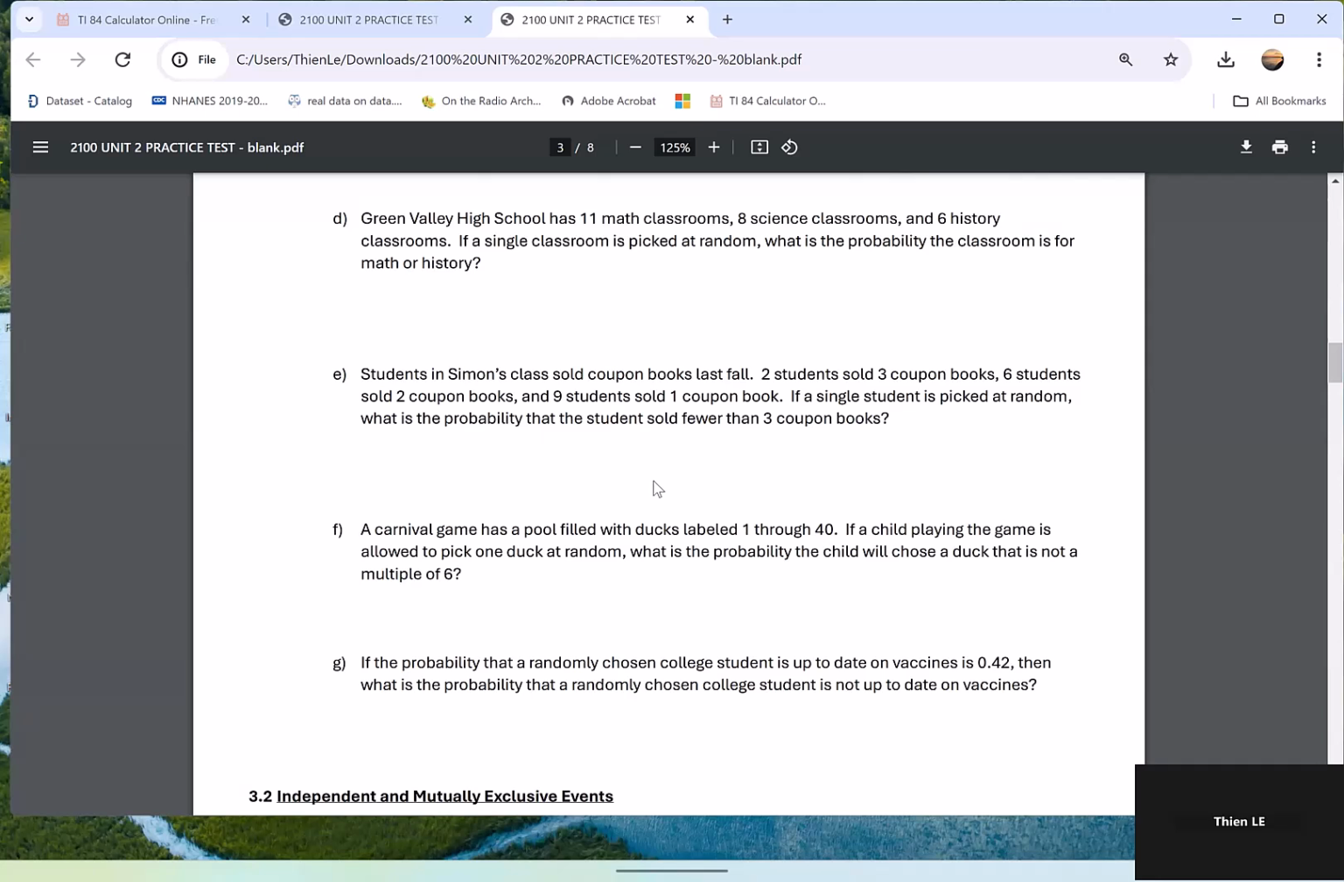So here is the OR event. The OR event is basically just checking both, either way, either math or history. You have 11 math and 6 history, so you have 17. In total, the classrooms here are 11 plus 8 plus 6, which is 25, right? So the probability will be 17 out of 25.